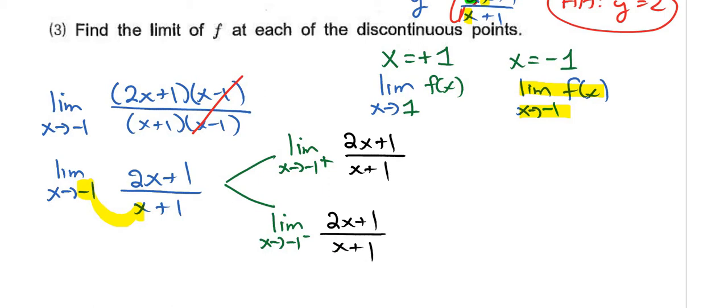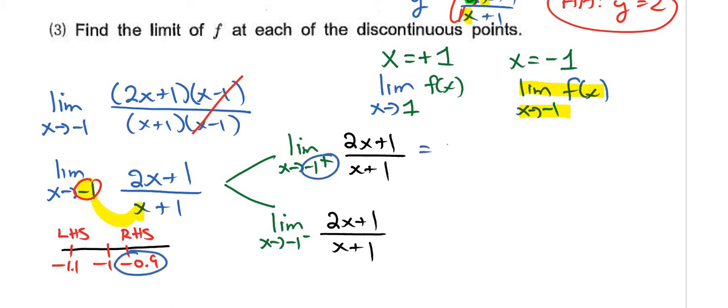So let's set up a number line with negative 1 in the middle, and on the left-hand side we'll pick a number, and on the right-hand side we'll also pick a number. So maybe negative 0.9 on the right-hand side, and negative 1.1 on the left-hand side. If I substitute these values into the right-hand side, I would get 2 times negative 0.9 plus 1 all over negative 0.9 plus 1. And then all I have to do now is figure out whether the results are going to be positive or negative.